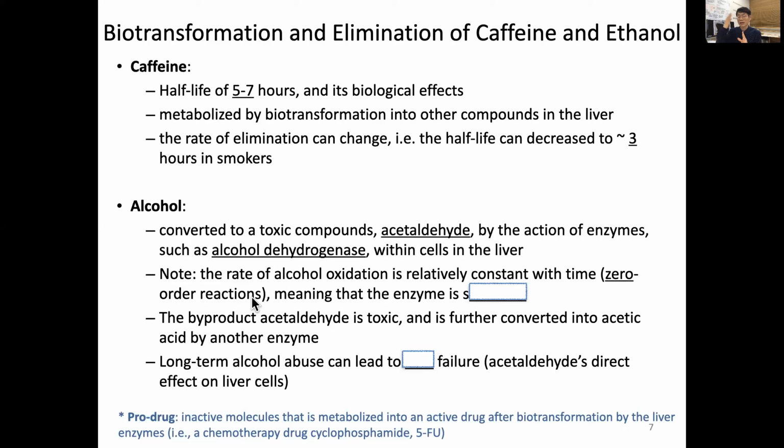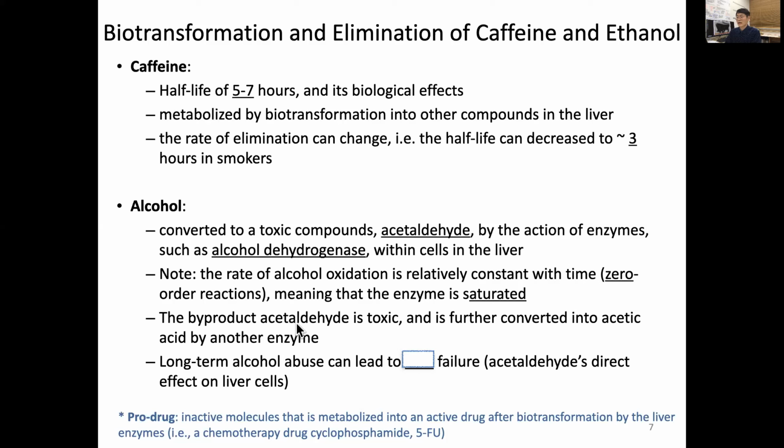On the other hand, for the caffeine and nicotine which I showed you, the rate of conversion seems to be relevant to the relative amount. That's more easily described as first order kinetics, which means the rate of change is proportional to the amount, which usually happens to be an exponential decay function. So what does this zero order reaction mean? Meaning that the enzyme is almost saturated. Enzymes keep working while the amount of alcohol is still abundant, so you can't convert more.